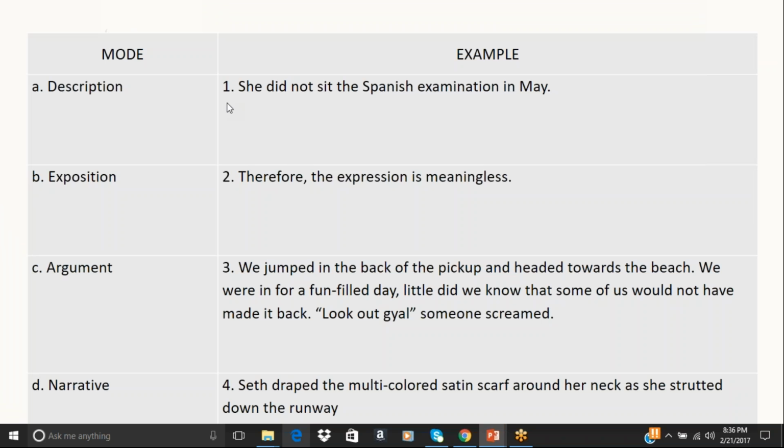The first one says she did not sit the Spanish exam in May. I think I did this in class, I don't quite remember. Number two, therefore the expression is meaningless. We jumped in the back of the pickup and headed towards the beach. We were in for a fun-filled day. Little did we know that some of us would not have made it back. "Look out, girl," someone screamed. And the next one, Seth draped the multicolored satin scarf around her neck as she strutted down the runway. Okay, let me see who hasn't spoken in the room just yet.